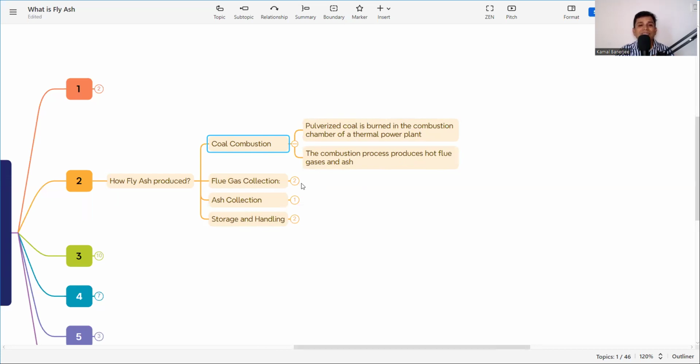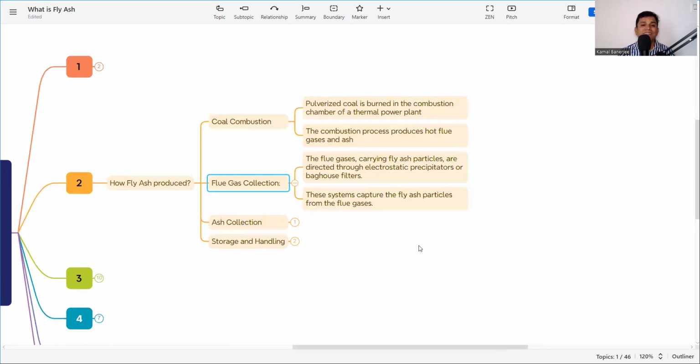Now these gases have to be collected. How are they collected? This is flue gas collection. The flue gases carrying fly ash particles are directed through electrostatic precipitators or baghouse filters. So there can be two different ways, either an electrostatic precipitator or a baghouse filter. When the gas passes through an electrostatic precipitator or baghouse filter, this system captures the fly ash particles from the flue gas and separates the fly ash.